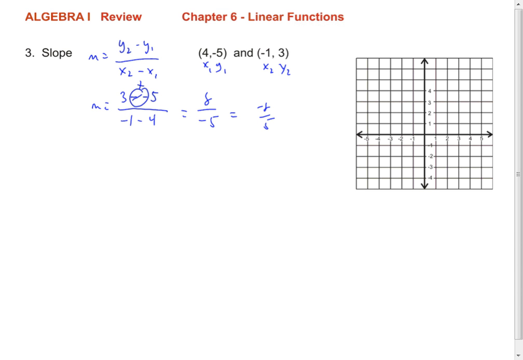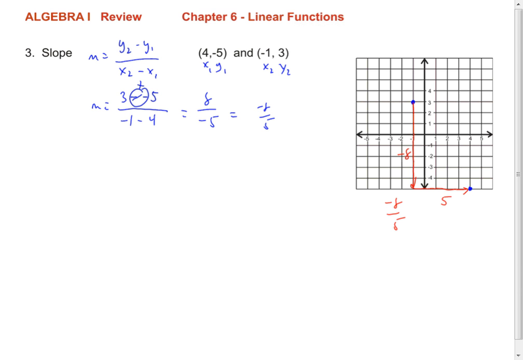Now, let me go to the graph and show you these points. So we got a point at 4, negative 5, which is right there, and we have a point at negative 1, 3, which is right there. Now, notice what happens to get from one point to the next. I got to go down 1, 2, 3, 4, 5, 6, 7, 8. I went down 8, right? That's negative 8. And I went 1, 2, 3, 4, 5 to the right. Positive 5. Isn't that our slope? Negative 8/5. Sure enough, it is.